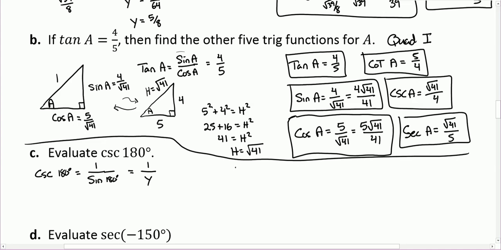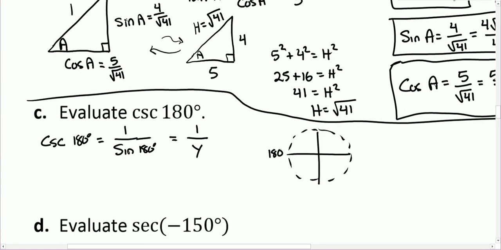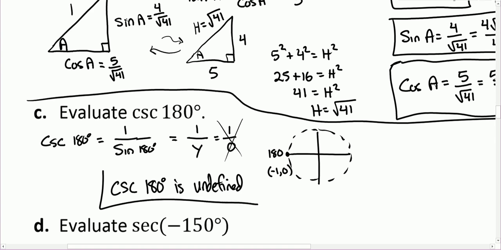So I'm going to draw my unit circle. At 180 degrees, we know that coordinate. It's got a radius of 1, so we're going 1 to the left of 0, 0, which is at the coordinate -1, 0. The y value is 0, so this is 1 over 0, but we can't divide by 0, so we say it is undefined. So the cosecant of 180 degrees is undefined because we cannot divide by 0.